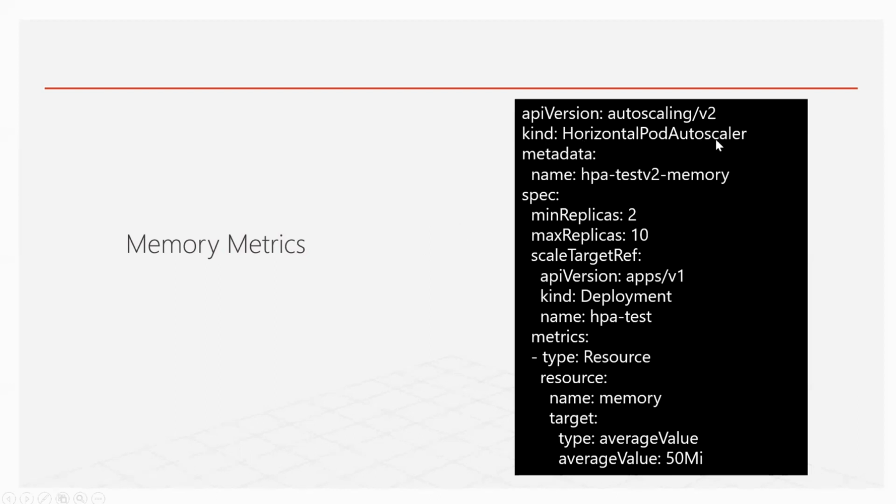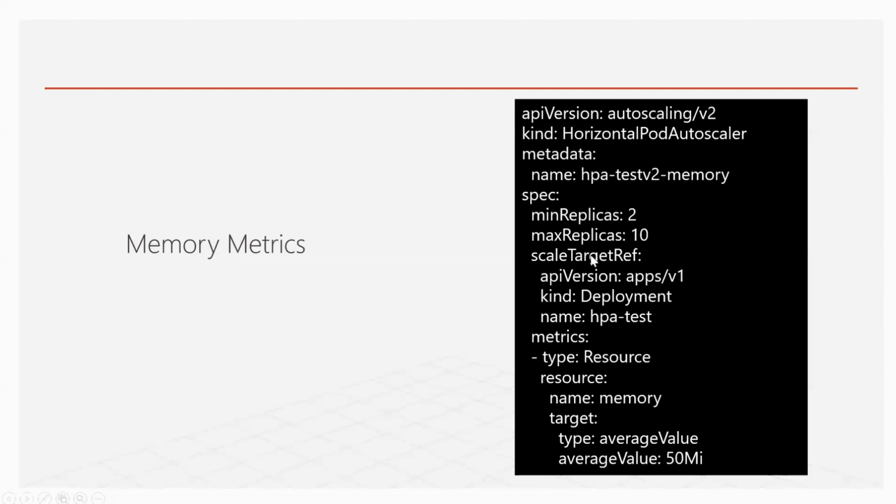And the kind is HorizontalPodAutoscaler, with metadata. Again, I'm just giving it a name like version 2 memory for my reference, and the spec. Okay, in this I'm going to say the minimum replicas should be 2 and the maximum should go to 10.